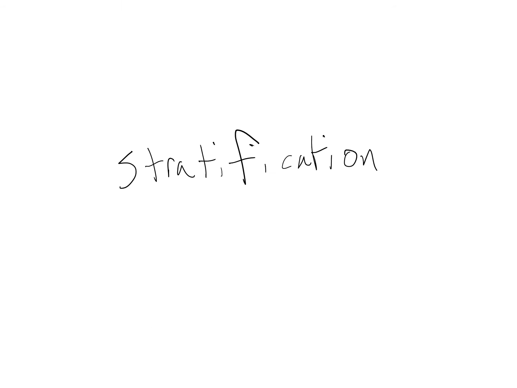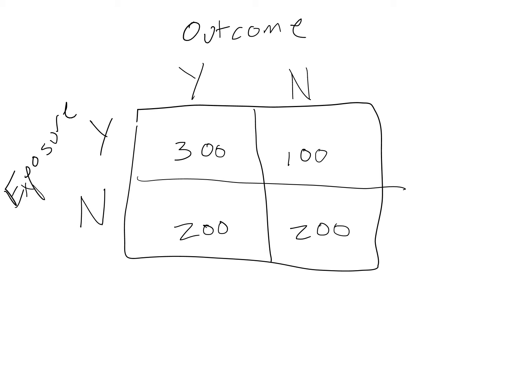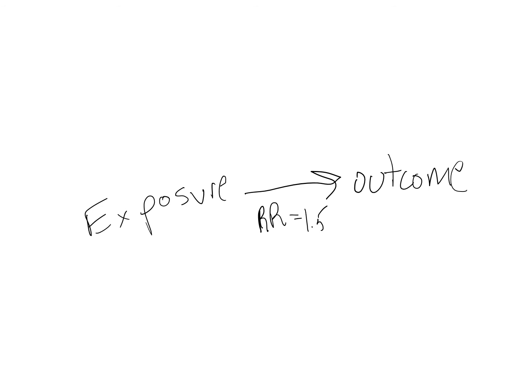First, I will demonstrate the stratification method of statistical adjustment. Here's a 2x2 table for outcome by exposure status from a cohort study. Based on our data, we find that the exposure is associated with a 50% greater likelihood of developing the outcome. So now we have evidence that our exposure is associated with our outcome.